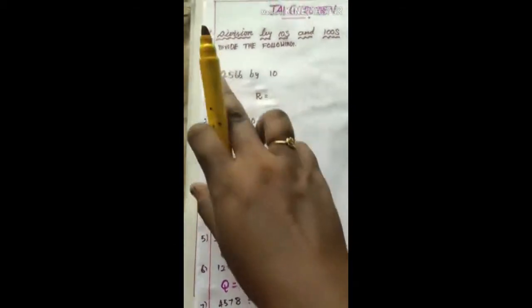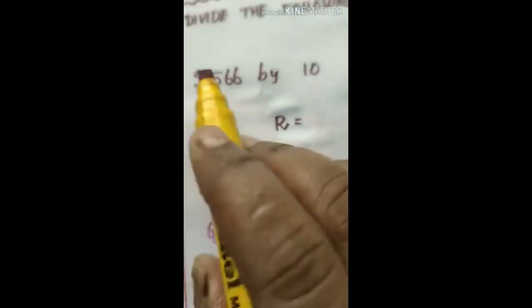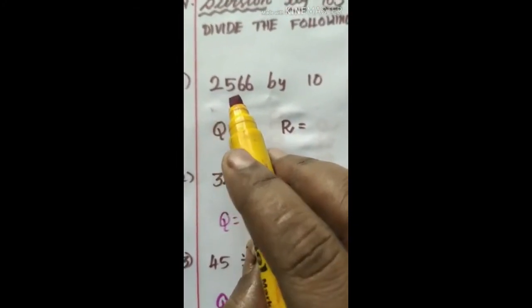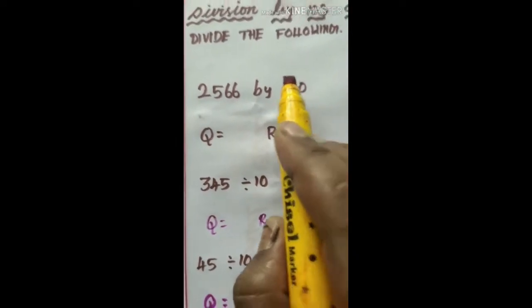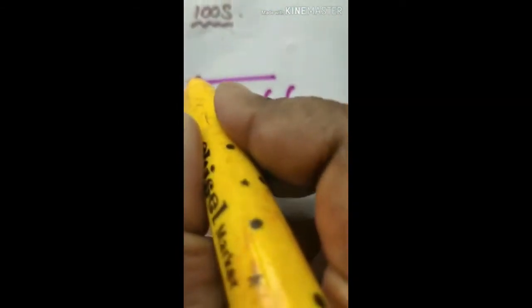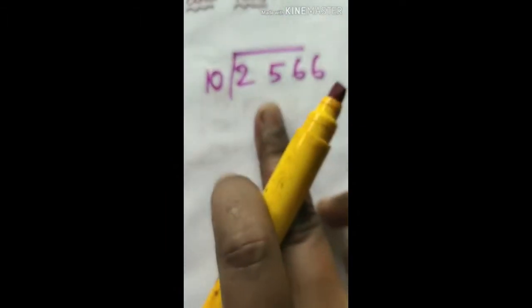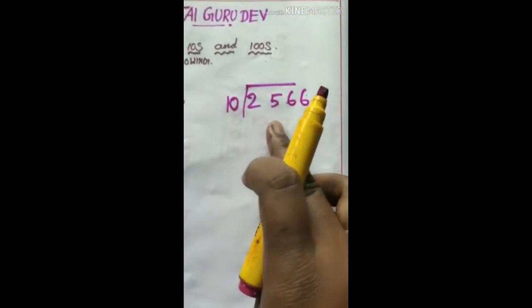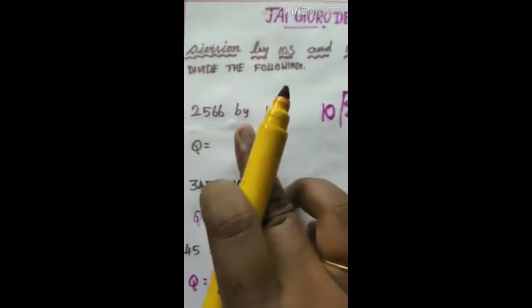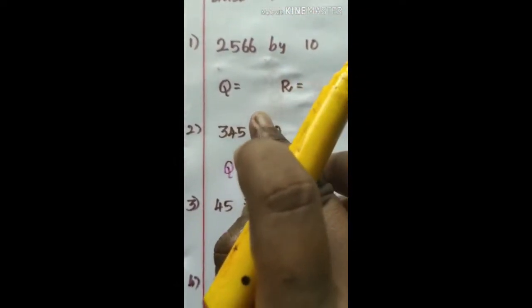Here the first sum is 2566 divided by 10. Usually if we see the topic "Divide the following," we draw the lines, write the dividend inside and the divisor outside, and do the sums using tables. But here we are not going to follow this method, because the divisor is 10. If the divisor is 10 or 100, we need not follow this method. Here I am going to teach you one easy method.